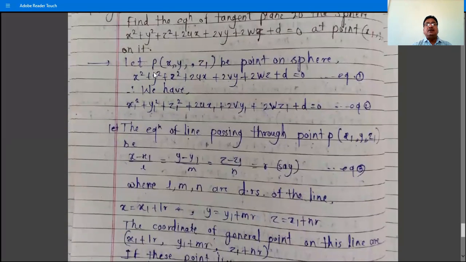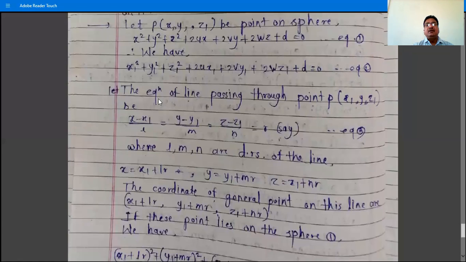So first, let P(x1, y1, z1) be the point on the sphere x² + y² + z² + 2ux + 2vy + 2wz + d = 0. Equation number 1, we have. This point lies on this sphere, therefore this point satisfies the equation of the sphere. We have x1² + y1² + z1² + 2ux1 + 2vy1 + 2wz1 + d = 0, substituting x, y, z as x1, y1, z1.